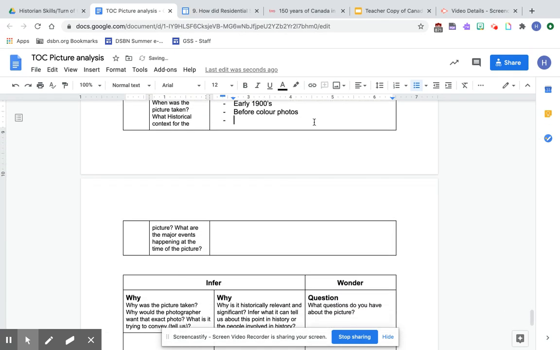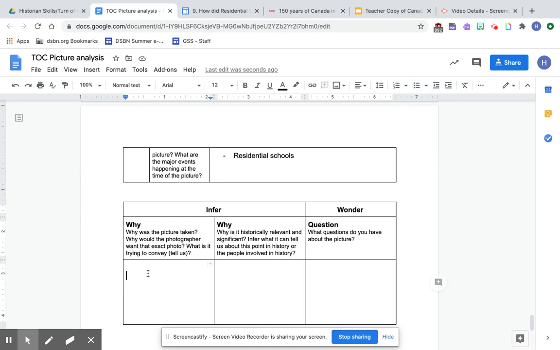So we know the Indian Act was governing the First Nations. And we know residential schools, and how they worked at this point.